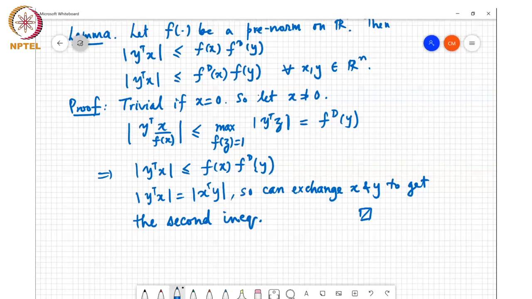So now that we've defined dual norms, we looked at some examples of norms, and we can ask what are the duals of those norms. So here is one result which will help to answer that.